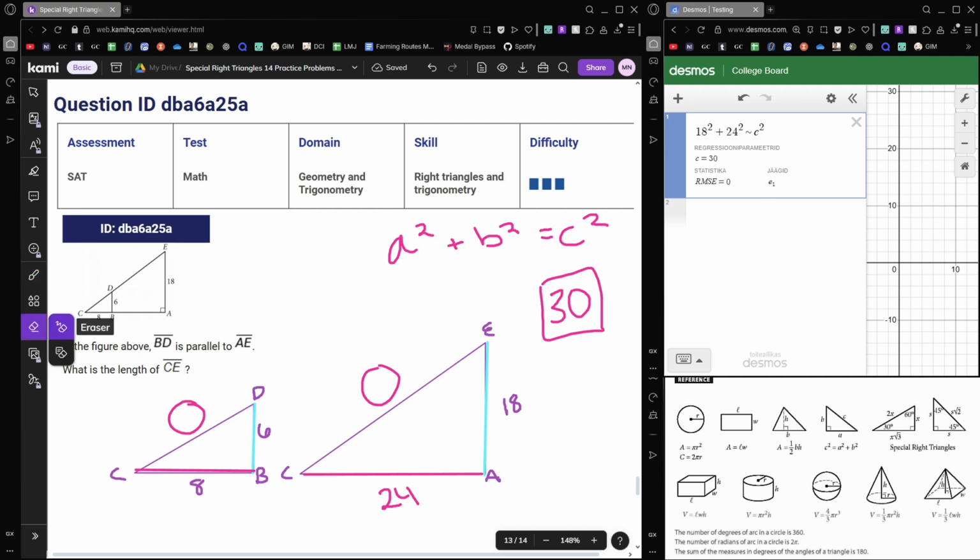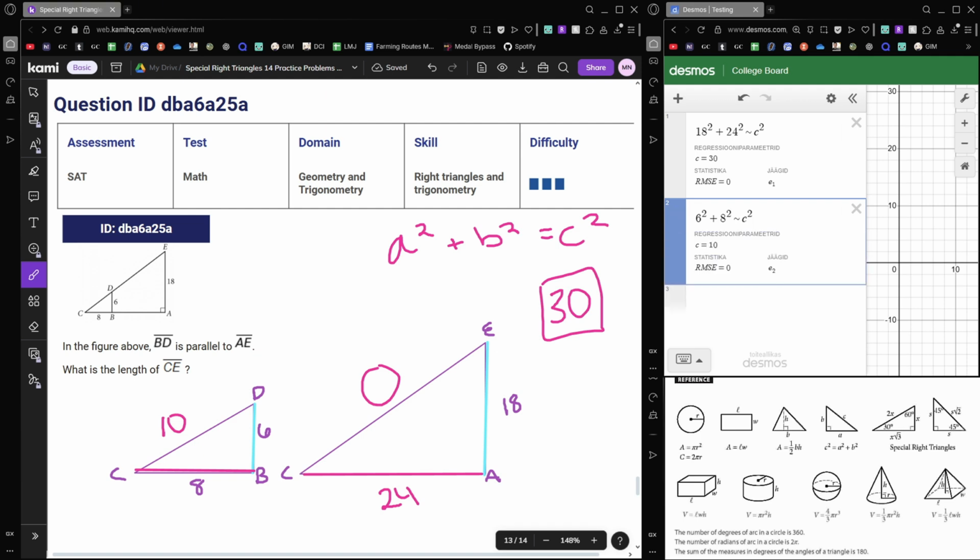So you could either tell that this side would just be 10, or you could have also put in Desmos 6 squared plus 8 squared. Instead of an equal sign you want to put a tilde, c squared, and you get that that side length is equal to 10. And then to move it over here, you would scale it up by a ratio of 3.